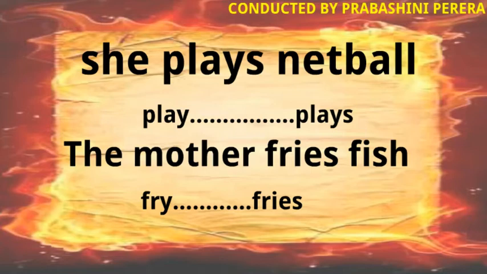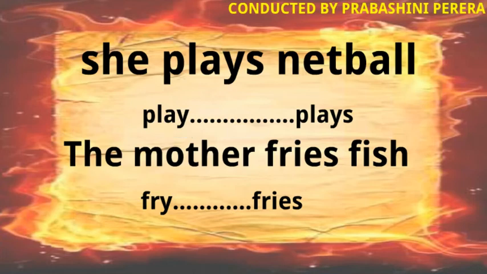She plays netball. She is the subject. It is a singular subject. Play is the verb. So, the last letter of the verb is y. Then, see the letter before y. It is a. A is a vowel. Then, it doesn't matter, we add s at the end.